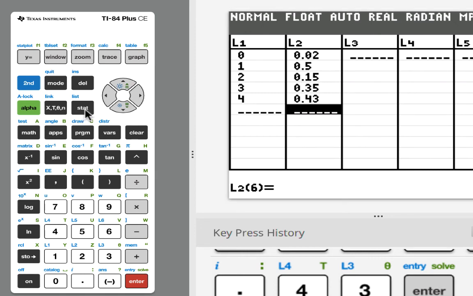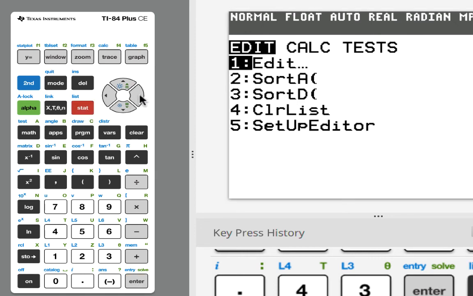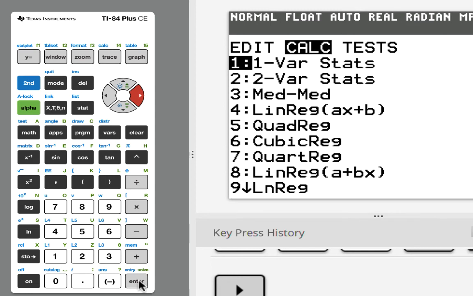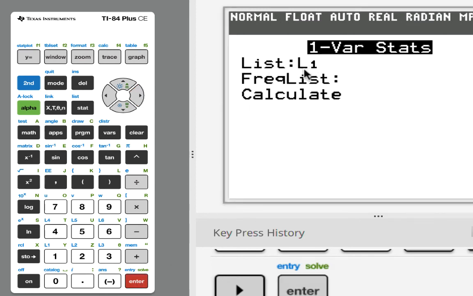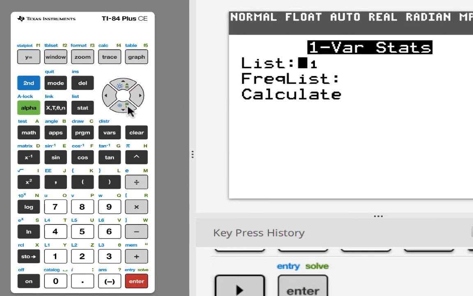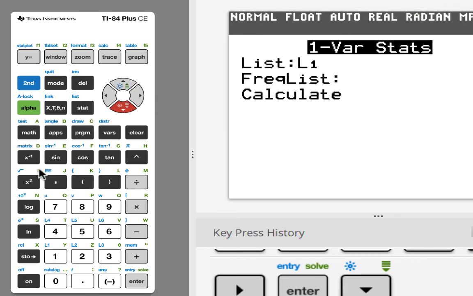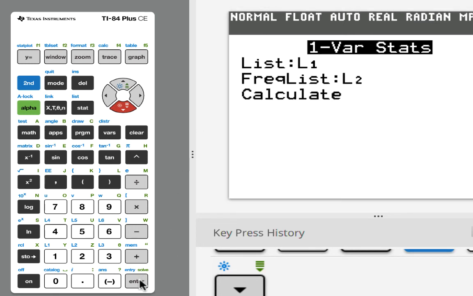Let's go and click once again on Stat. Now take the calculator to Calc. By default, one variable stats is highlighted. Press enter. List L1. Now go to frequency list and write L2. In order to do that, press second, and then number 2. That's where you see this little blue thing, L2. That's what we need. So L2. Now take your cursor keys and take the cursor to calculate. Press enter.